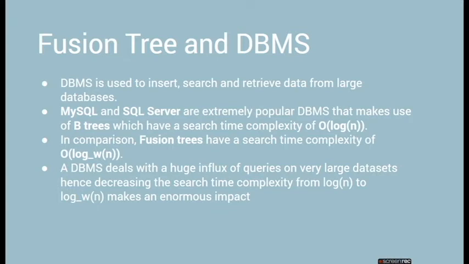MySQL and SQL Server are two examples of very popular database management systems that make use of B trees, which have a search time complexity of log of n. In comparison, fusion trees have a search time complexity of log base W of n, which is better than log of n for large values of W. A DBMS deals with a huge influx of queries on very large datasets, hence decreasing the search time complexity from log of n to log base W of n makes an enormous impact.